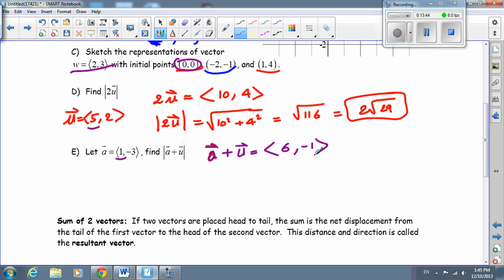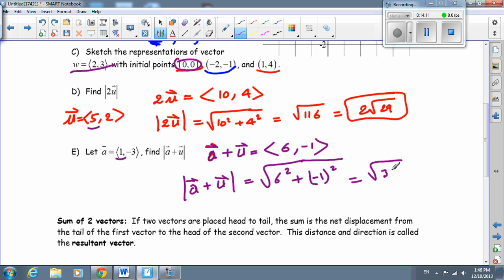In other words, a plus u is just adding the x values and adding the y values, or adding the first values together to get the first value of the sum, and the second values together to get the second value of the sum. The magnitude of a plus u will be equal to the square root of 6 squared plus (-1) squared. Make sure you use parentheses, and that will give you the square root of 37.